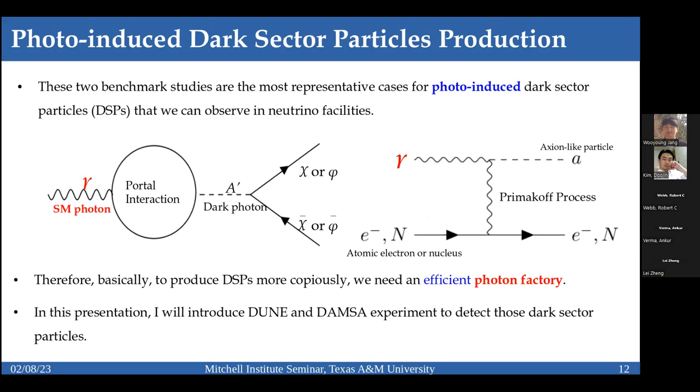As I said, both physics models have in common that the new physics particle couples with the photon, and their origin is photon-induced. Therefore, in order to produce this kind of particle copiously, we need an efficient photon factory. One of them that I'm considering is DUNE, a good place to produce these photons. And I'm also considering a novel experimental concept called DAMSA to detect those hidden sector particles.